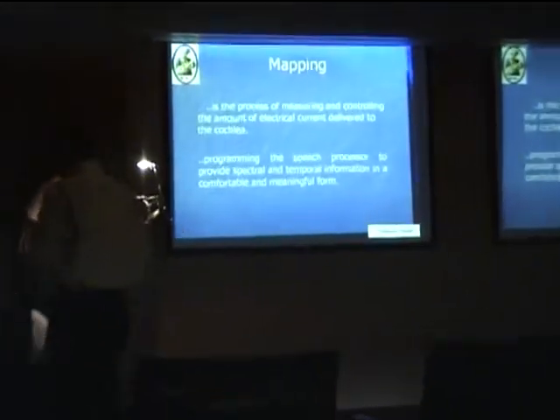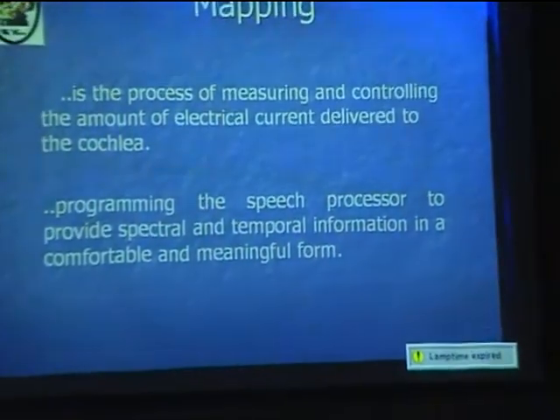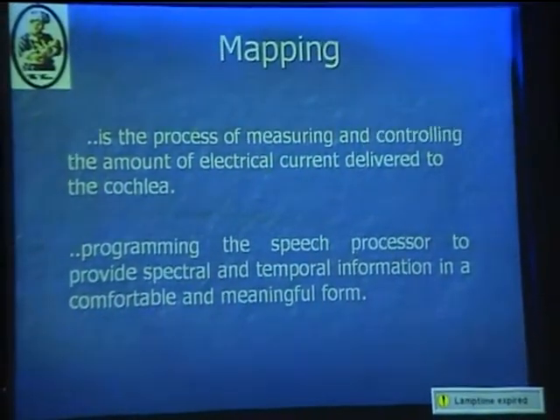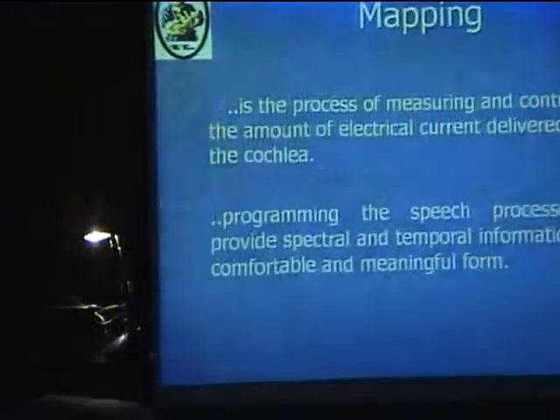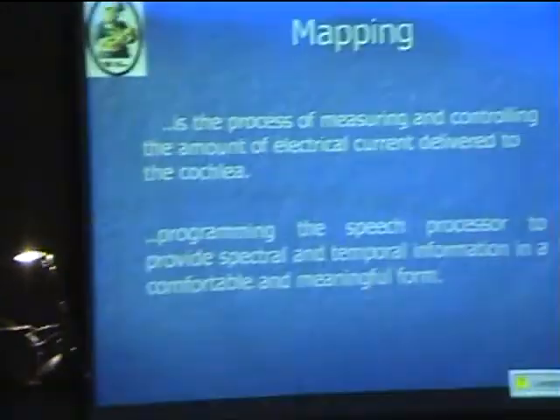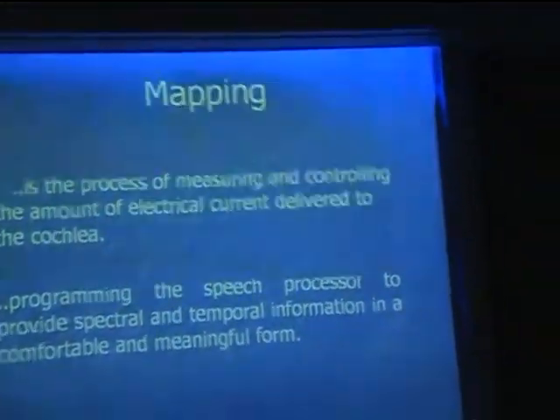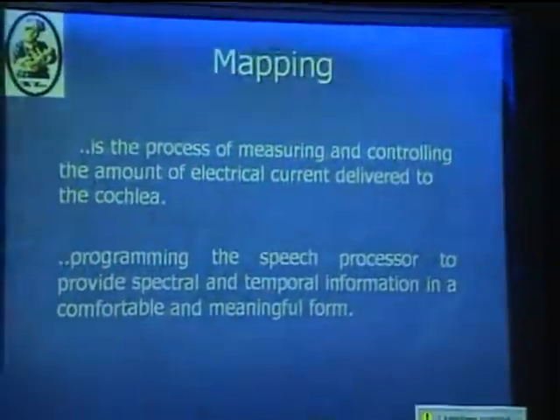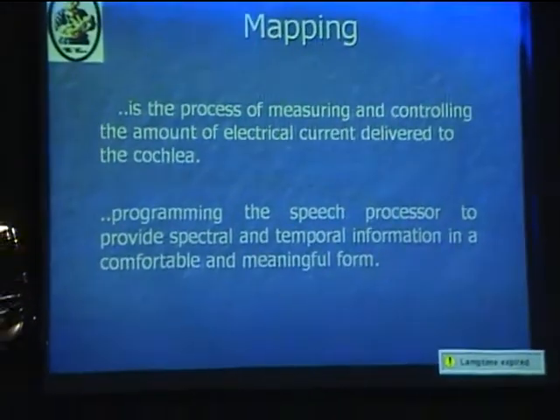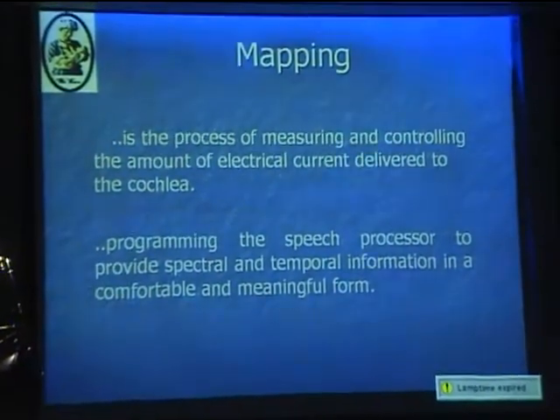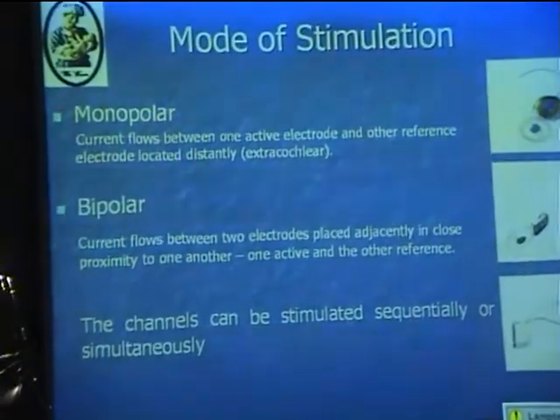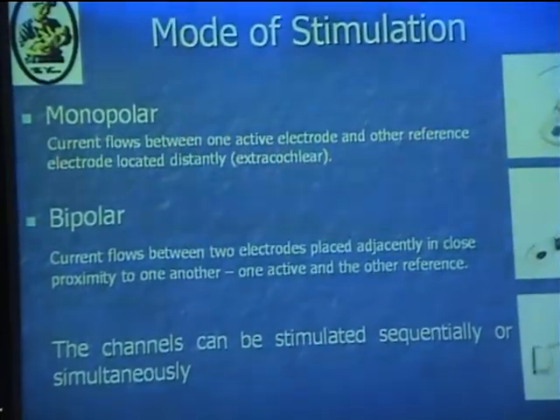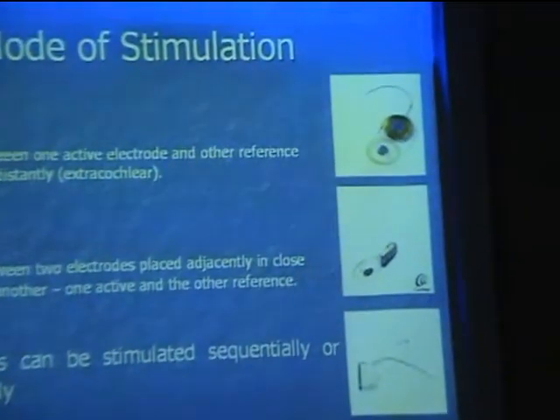The amount of electrical current which is delivered to the cochlea through the cochlear implant. It is the programming of the speech processor to provide spectral and temporal information in a comfortable and meaningful form. Now, there are several ways in which this information is transferred to the cochlea through the speech processor, and there are different modes of stimulation.